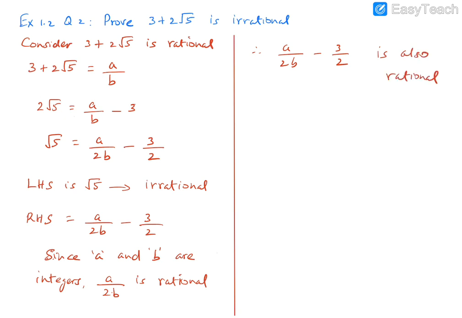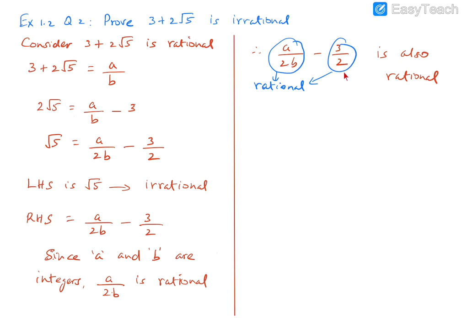also rational. Why? Because a by 2b is rational, and 3 by 2 is also rational. The difference of a rational number with another rational number is also rational. Only if one of them is rational and the other is irrational will it be irrational. If both are rational, then we get a rational number.